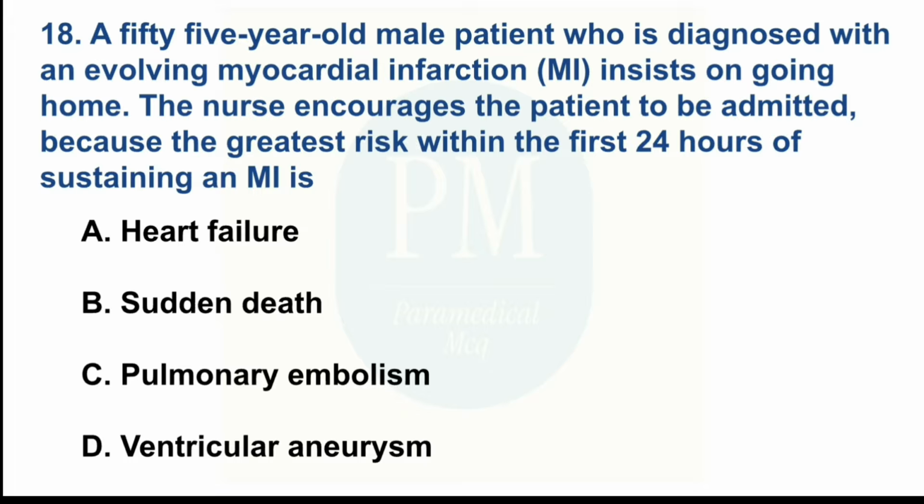A 55-year-old male patient who is diagnosed with an evolving myocardial infarction (MI) insists on going home. The nurse encourages the patient to be admitted because the greatest risk within the first 24 hours of sustaining an MI is option A, heart failure, option B, sudden death, option C, pulmonary embolism, option D, ventricular aneurysm. The correct option is option B, sudden death.